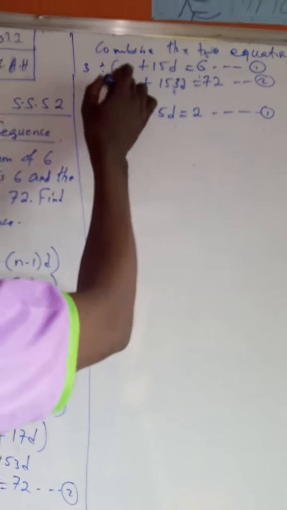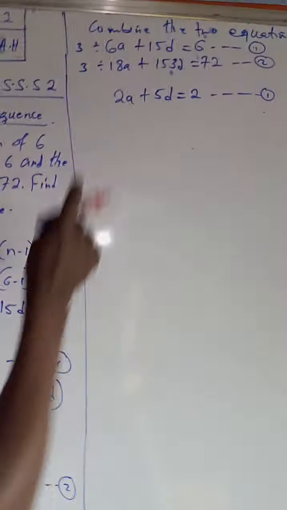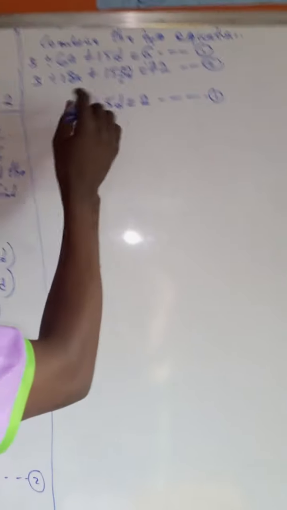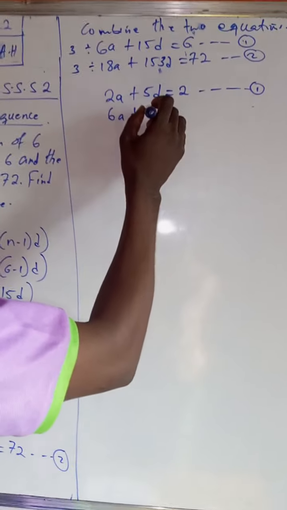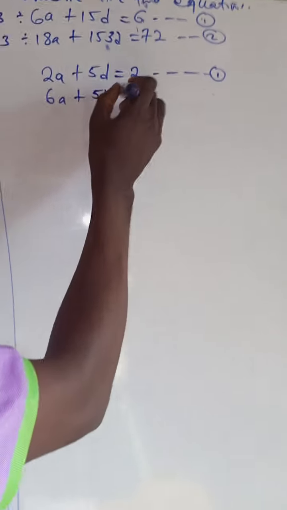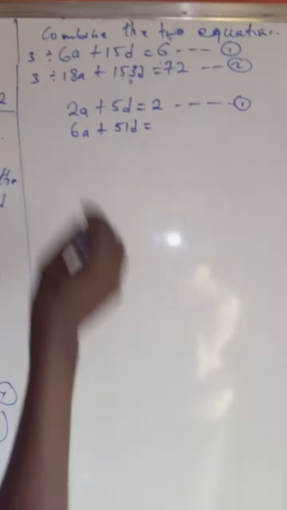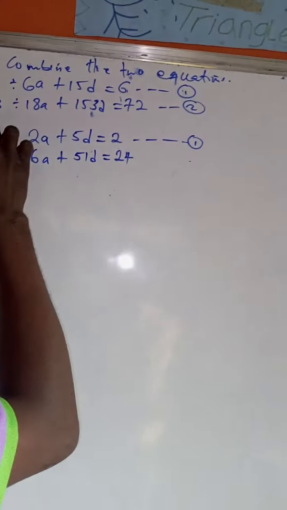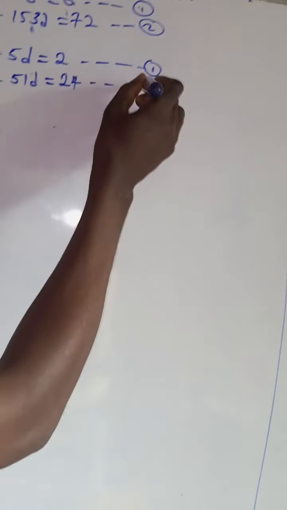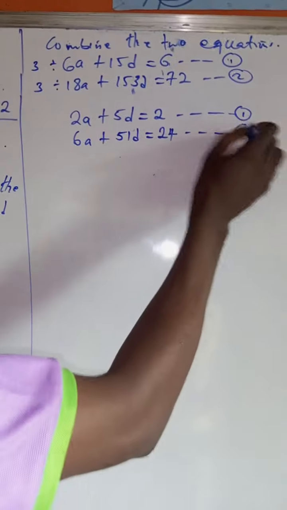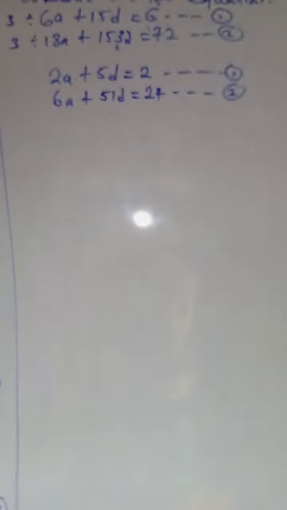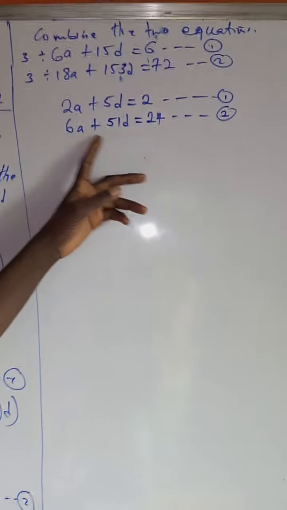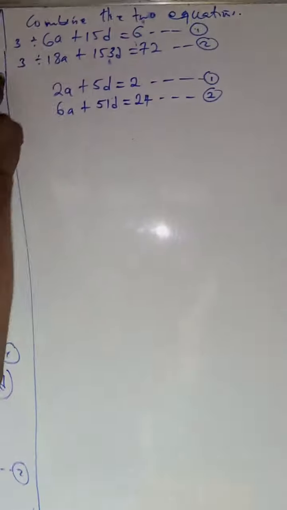Equation 2 is too big to divide through by 3. If I divide, it gives me 6a plus 153 divided by 3... So that's equation 2. You see, I have successfully reduced this. But 3 can still divide this one, meaning I should have used 6.